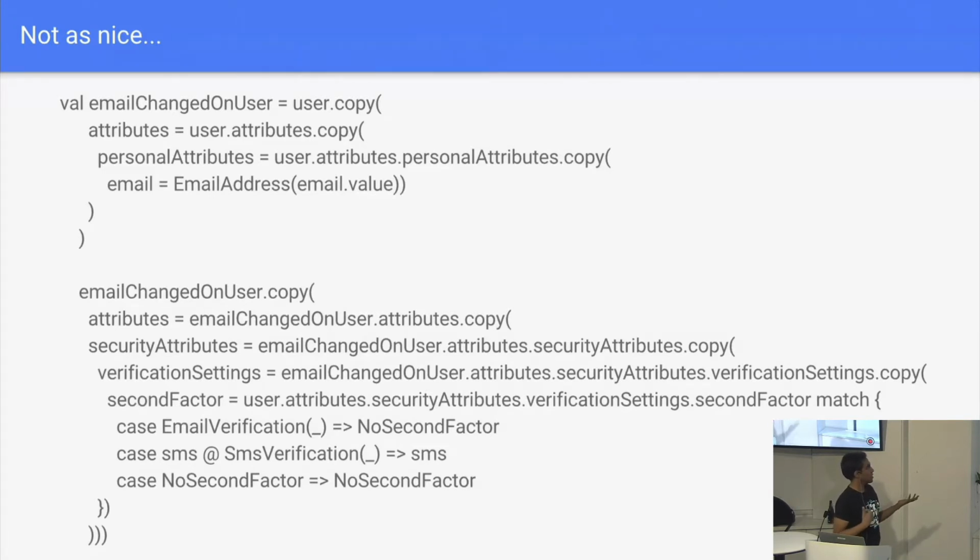So because everything is nested, it's not that easy. So we have to call user.copy, and then we set the attributes on that user to the user.attributes, except we copy that, and then we set the personal attributes on that to user.attributes.personalAttributes, and we copy that.